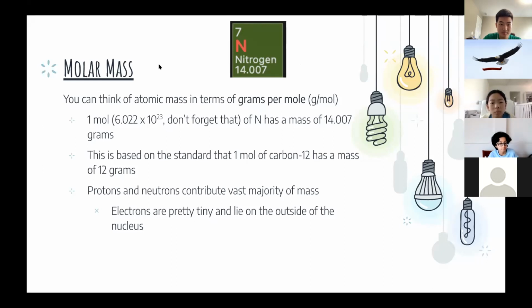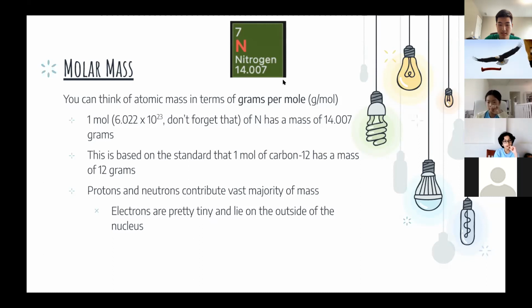But basically, it's like how I was talking about when I was explaining the periodic table. Here we see the number 14.007 underneath nitrogen. So for nitrogen, that means for 1 mole of N, not N2 in this case, just N, because we're dealing with the element and not how it's found in nature. For 1 mole of it, which is 6.022 times 10 to the 23rd atoms of N, the mass will be 14.007 grams. That's how you can think of molar mass.